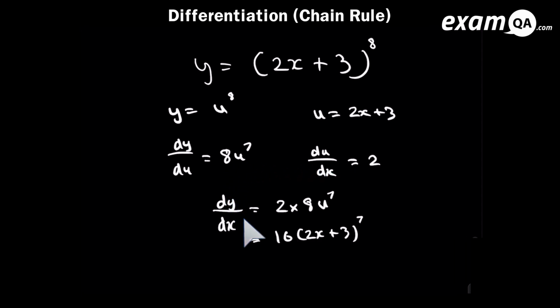Now in this question, technically, 2x plus 3 to the power of 8, you could have just expanded it using binomial expansion and then differentiate each one using the AS differentiation method. However, that will take too long. And then simplifying the answer, you're going to have to factorize again. Now using the chain rule, we've managed to do it very simply.